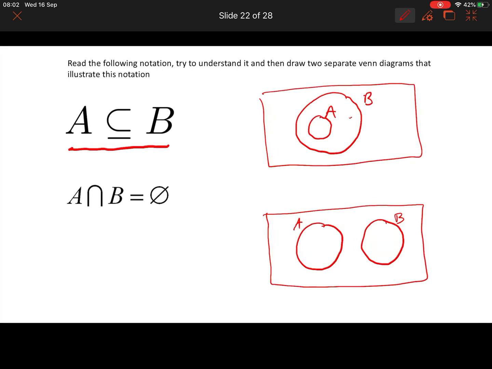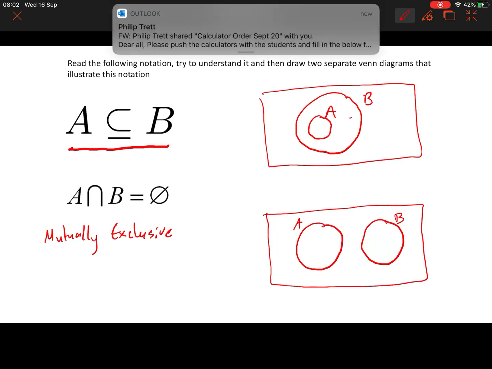Now, probably harking back quite a long time ago, I taught you some probability. We talked about when things can't happen at the same time, and there was a special name for that. We used a word called mutually exclusive. So we could say that sets A and B are mutually exclusive. You can't be in both. They can't happen, if they were probability events, at the same time. Okay, hope that makes sense.